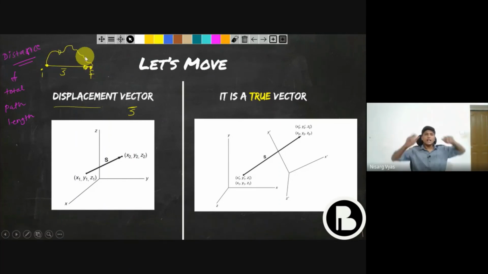Now what will I do? I'll straighten that thread and I'll measure the length of that thread. That is the distance. Okay.